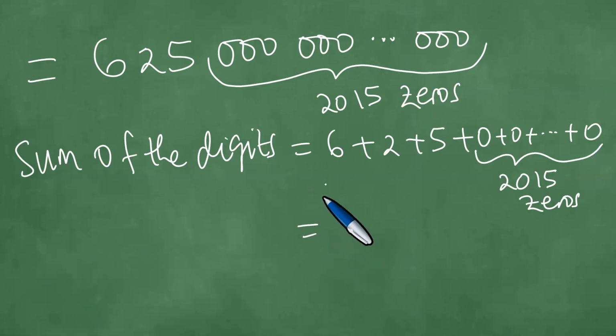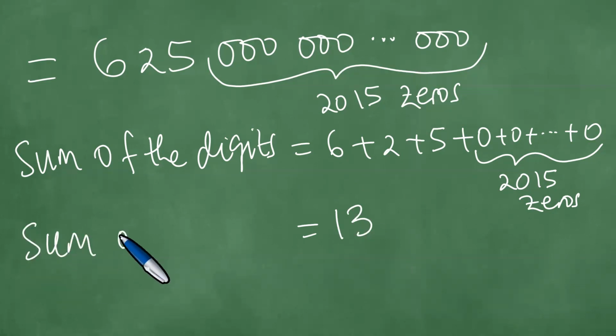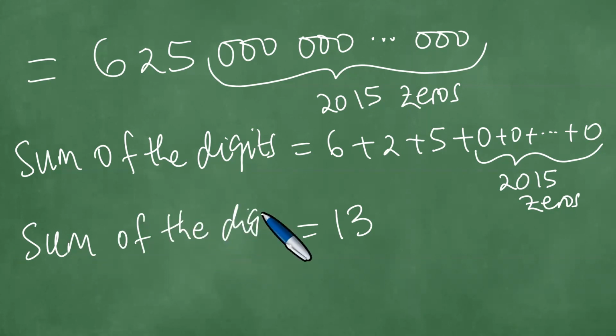Those zeros do not count because if you add zero plus zero, it's still zero. So now you're adding six plus two, which gives eight, plus five, and that is 13. So the sum of the digits is only 13. Those zeros do not change anything. Sum of the digits equals 13.